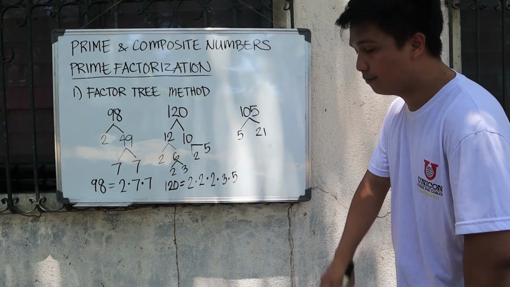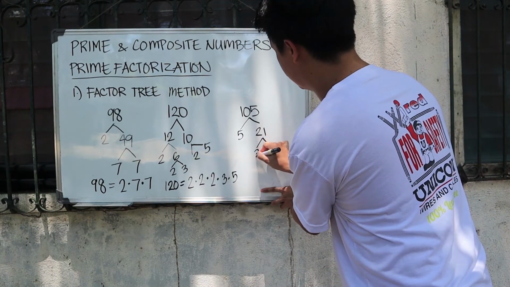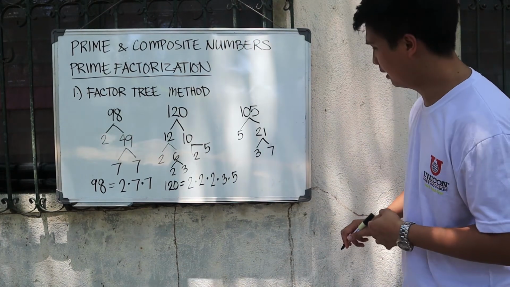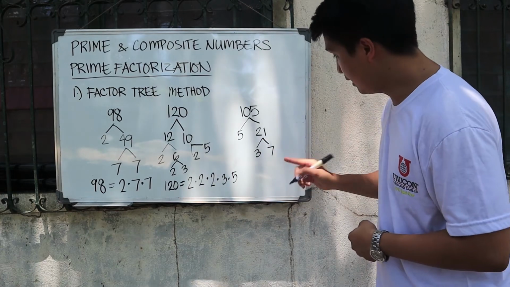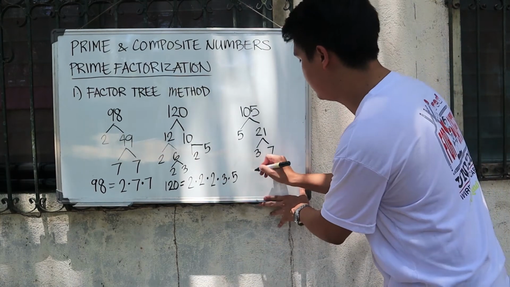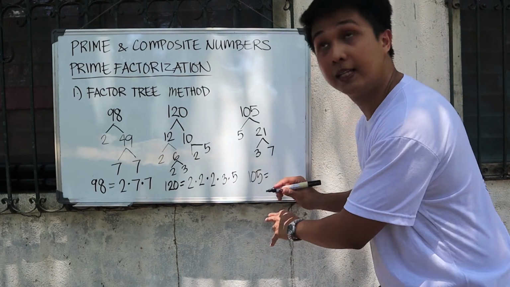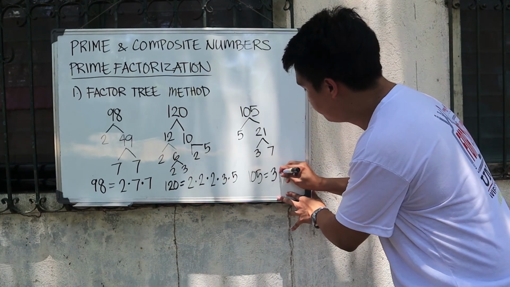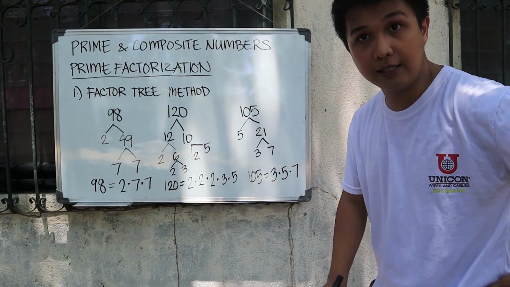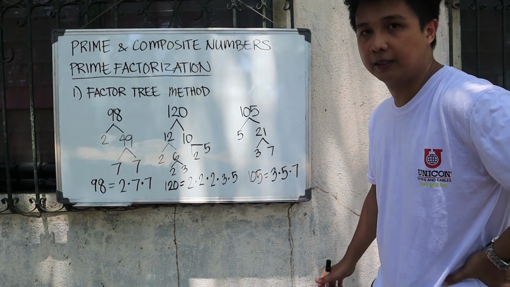Okay. So, 21 times 5, that will give us 105. 21. Anong mga prime factors of 21? Ang 21 is 3 times 7. 3 times 7. And 5, 3 kag 7, they are already prime. So, meaning, the prime factorization of 105 is 3 times 5 times 7. And this is how you do prime factorization using the factor tree method. Alright.